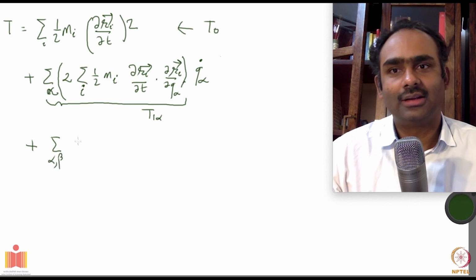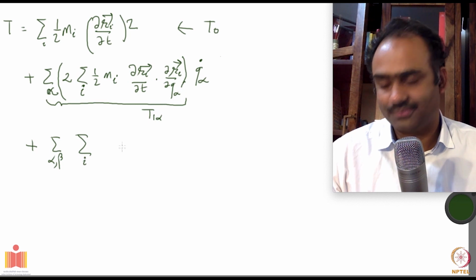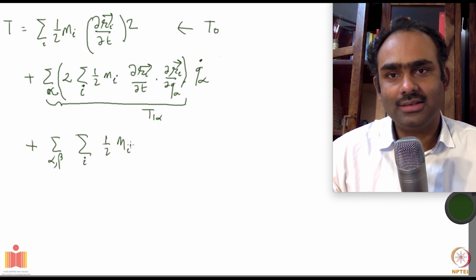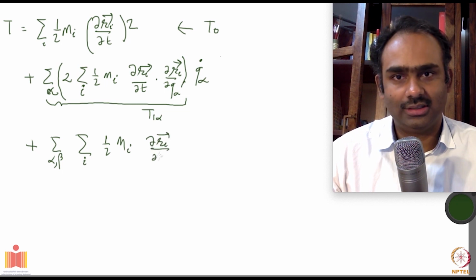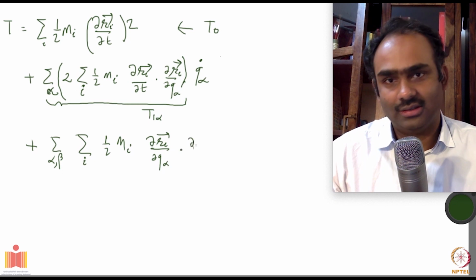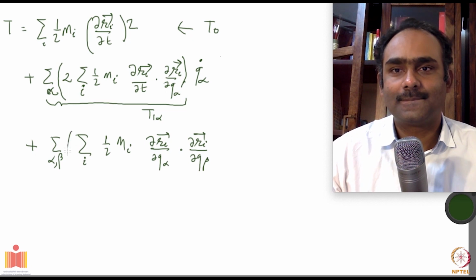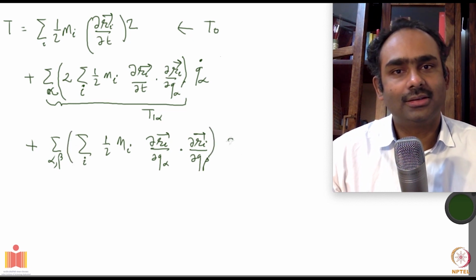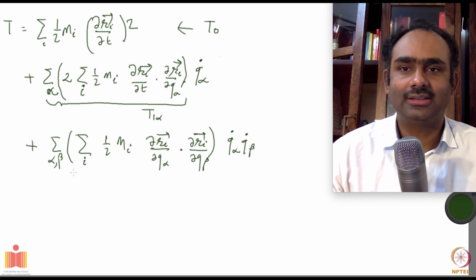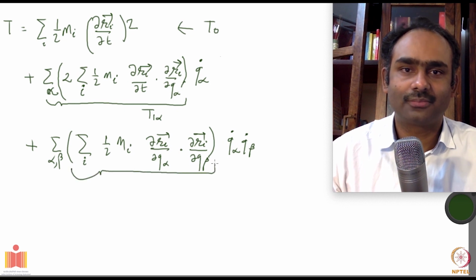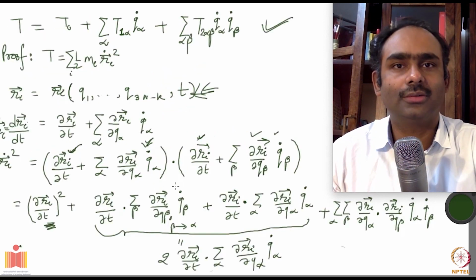Good. Plus the term which is quadratic in velocities, and here you will have summation over alpha and beta, then summation over i, half mi, and we had delta Ri over delta q alpha, delta Ri over delta q beta. Very good. q alpha dot q beta dot, and this is what this piece is, T2 alpha beta.